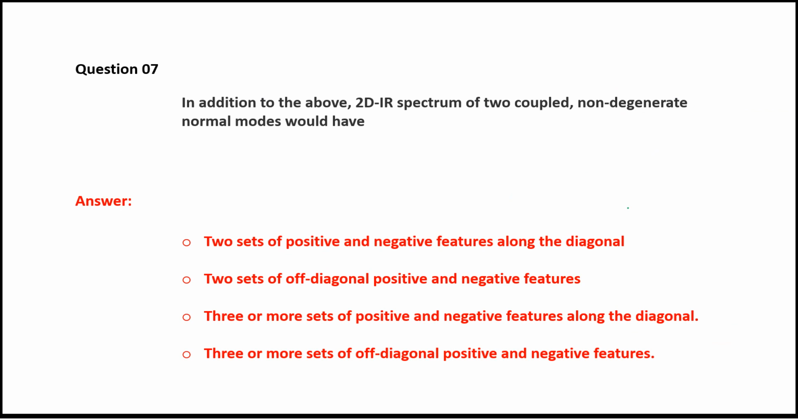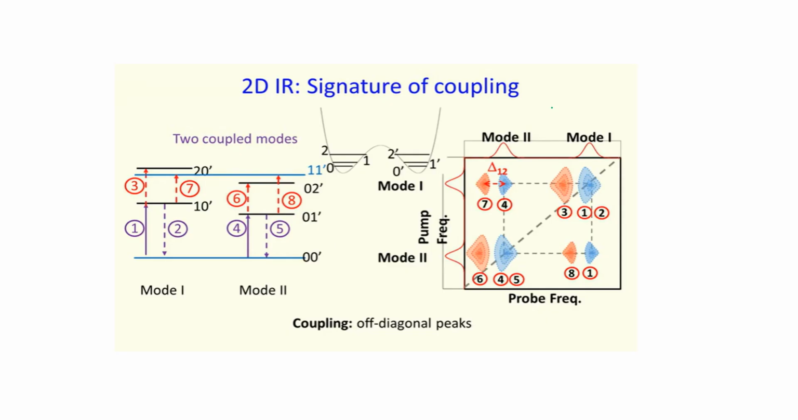Question number 7 is the 2D IR spectrum of two coupled non-degenerate normal modes. Okay. Now, see, 2D IR of two coupled non-degenerate normal modes. Why are they coupled now? Now, this is the real case for which we have done a total discussion. Why is 2D useful in the case of coupled modes? See, these two modes are there. These two are not coupled to each other.